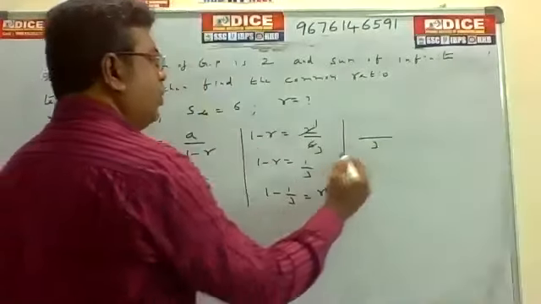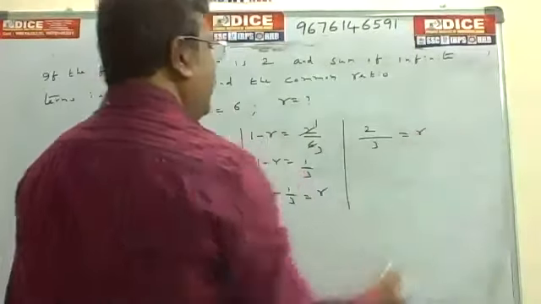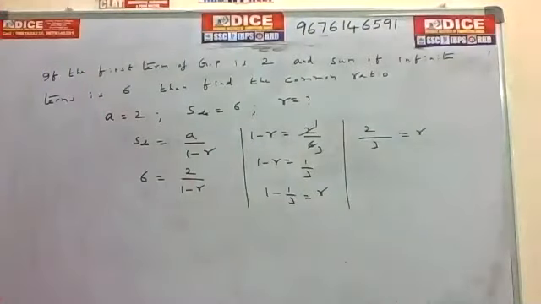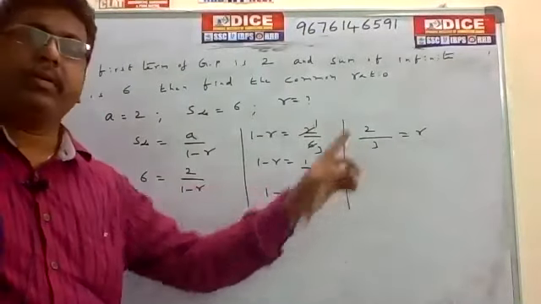3 into 3 minus 1, 2 by 3 is equal to R. So the value of R is 2 by 3.